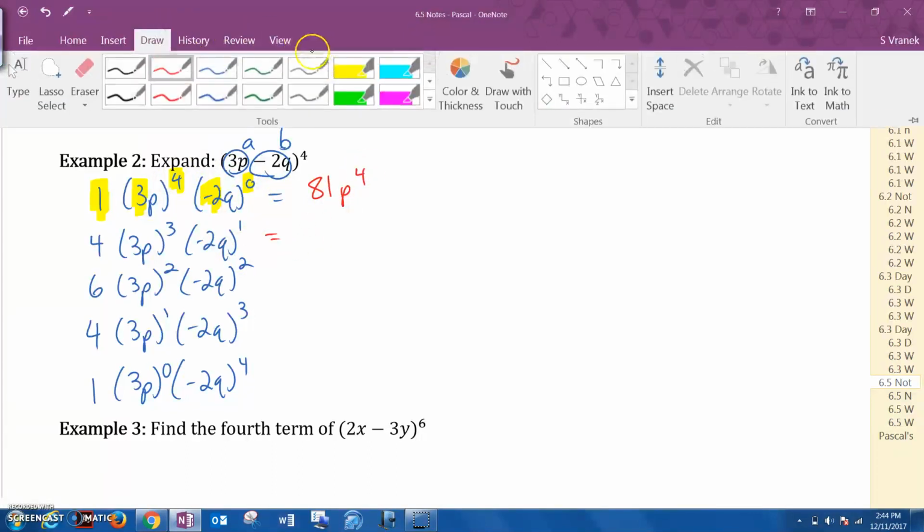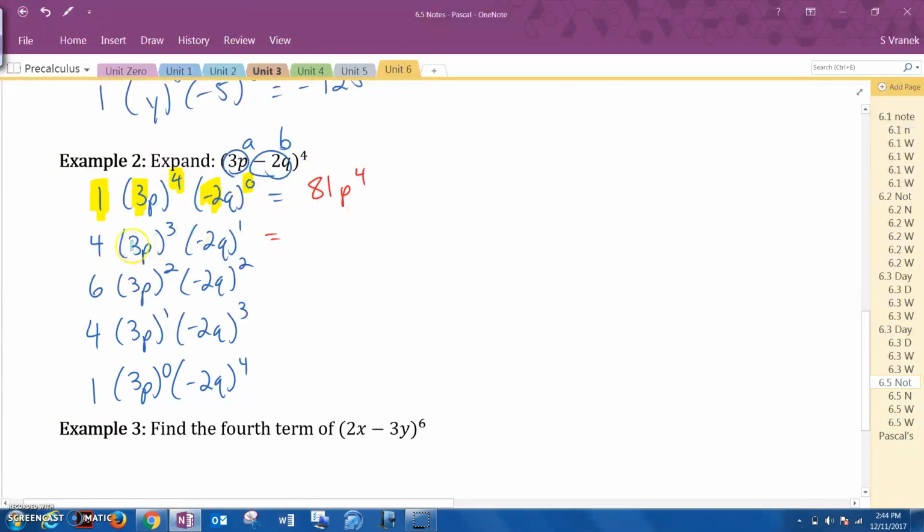Here we have to multiply a 3 cubed, a negative 2 to the first, and a 4. All those have to be multiplied together. So 3 cubed is 27 times negative 2 and times 4. So we get negative 216. Now we look at what the letters were raised to. P is raised to the third power. Q is raised to the first power. Do you need to put that? No, you can just put Q.